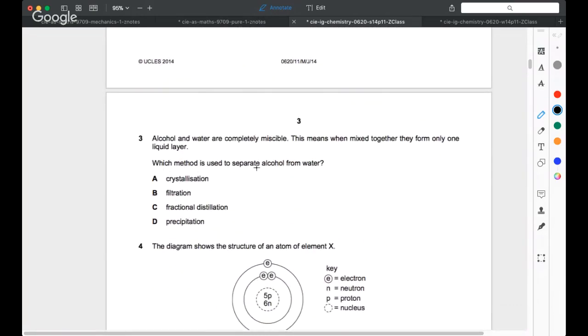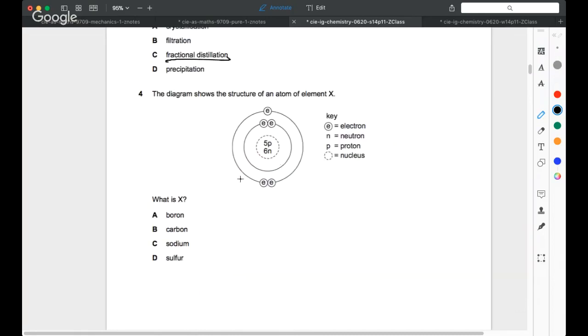So to separate alcohol from water, we need to use fractional distillation because the alcohol and water have different boiling points. Right, number 4.